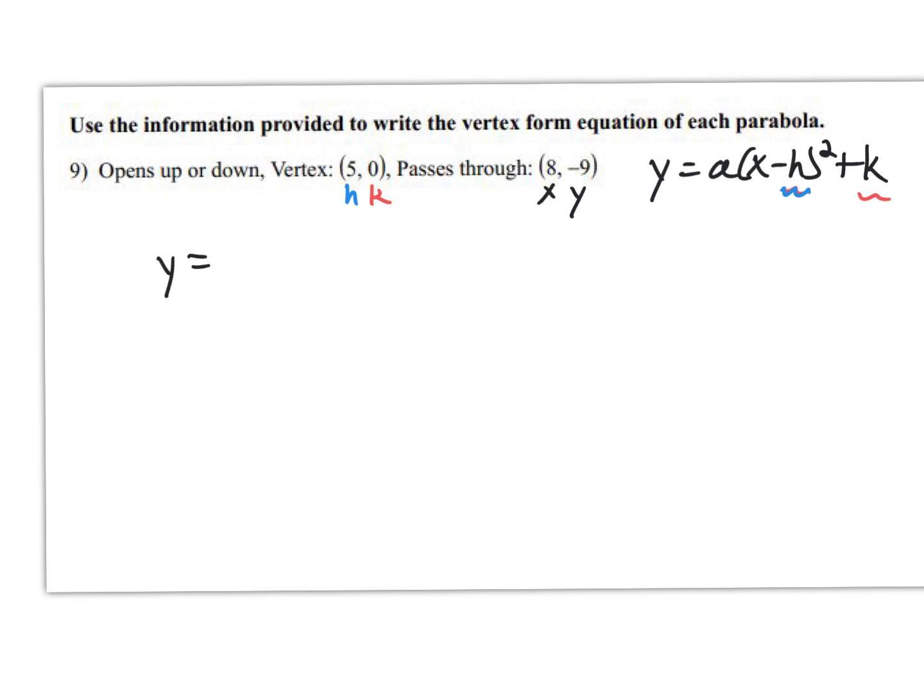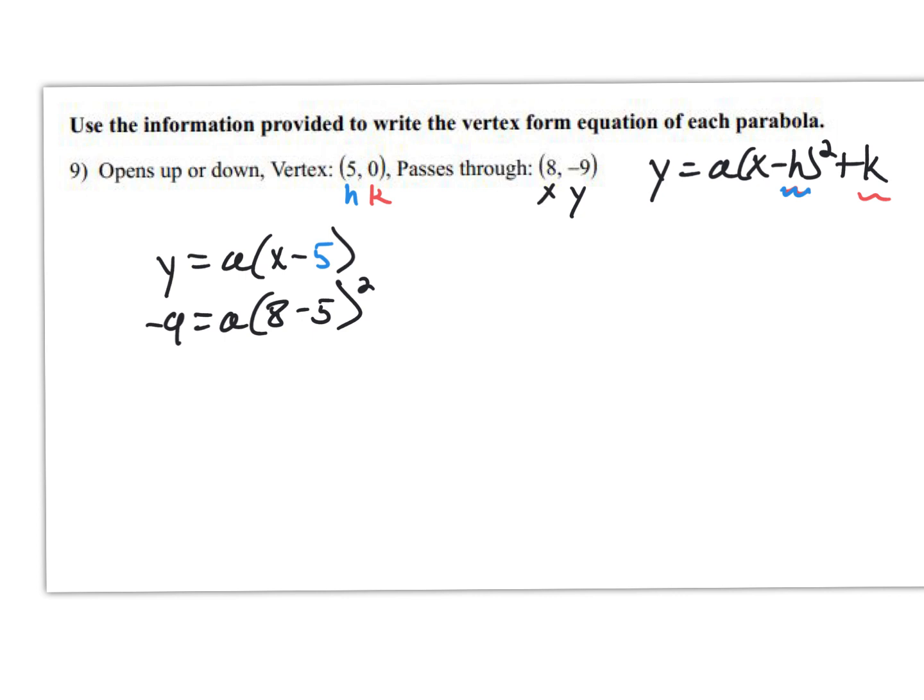The first thing we know is that it would be y equals a times (x minus 5), and then plus k, which is 0. So we don't really need to write 0. We could just put y equals a times (x minus 5) squared. Well, now we're going to replace y and x with the x and y that we were given, the point that it goes through. So we have an equation that says negative 9 equals a, which we don't know, times x, which is 8, minus 5, the x value of the vertex, squared.